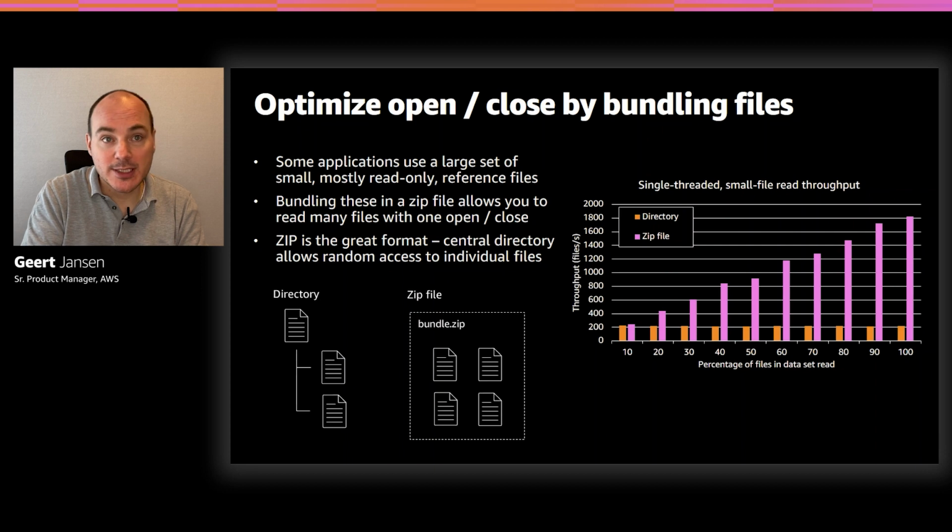Now when I say zip file for this optimization, I actually literally mean a zip format. Zip is a very interesting format because it has a central directory that allows random access to individual files in the archive. So you can basically pull out a single file without having to uncompress the entire archive. That makes it ideal for this use case. Other archive formats, like for example the tar format, do not have that property.